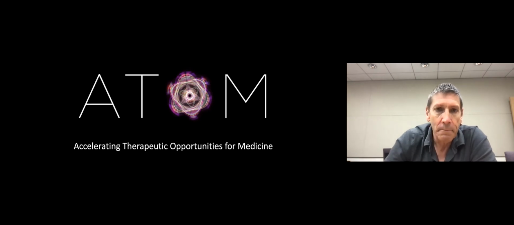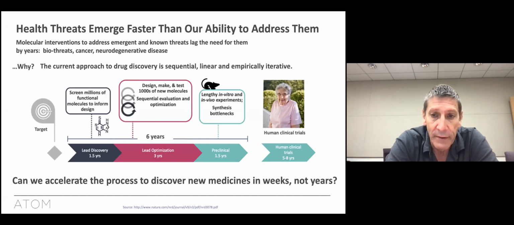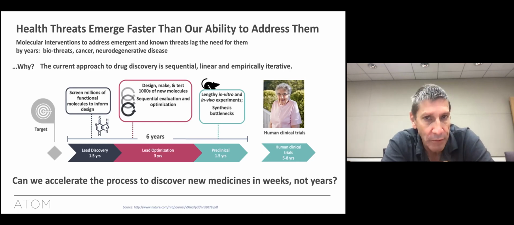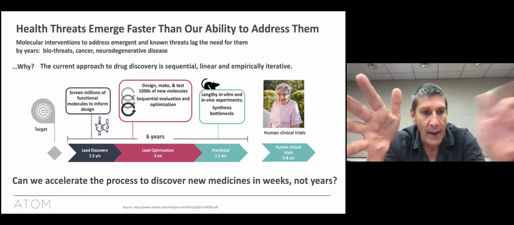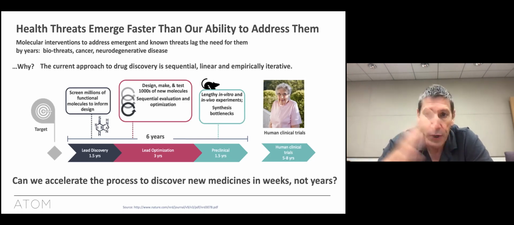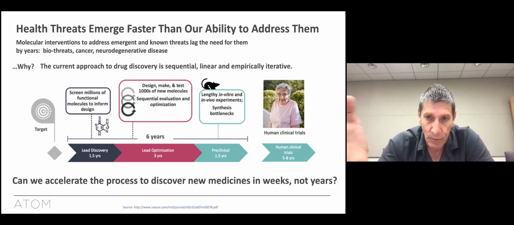So I'll just jump in. ATOM is really focused on looking at new approaches to make drug discovery faster and more effective. Today the time to go from an identified target to a molecule that's ready to go into a human for the first time averages about 6 years. We'd like to find ways to make that significantly faster. We are focused on that initial part of the process, going from target to first molecule. Our goal is to accelerate that process to allow us to get through that discovery and optimization phase in weeks, not the years that it takes today.